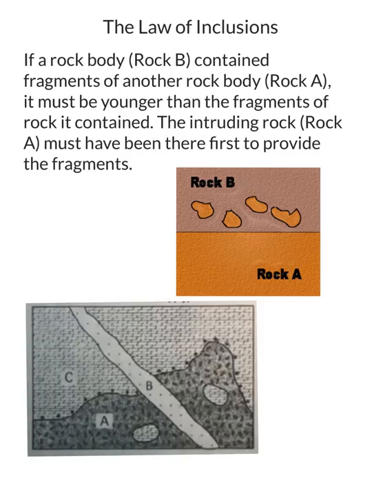All right, so this is the law of inclusions, and what it says is that if a body of rock, B, in the picture there, contains fragments of another rock body, A, it has to be younger than the fragments of rock that are contained in it. The intruding rock, A, had to have been there first to provide the fragments.